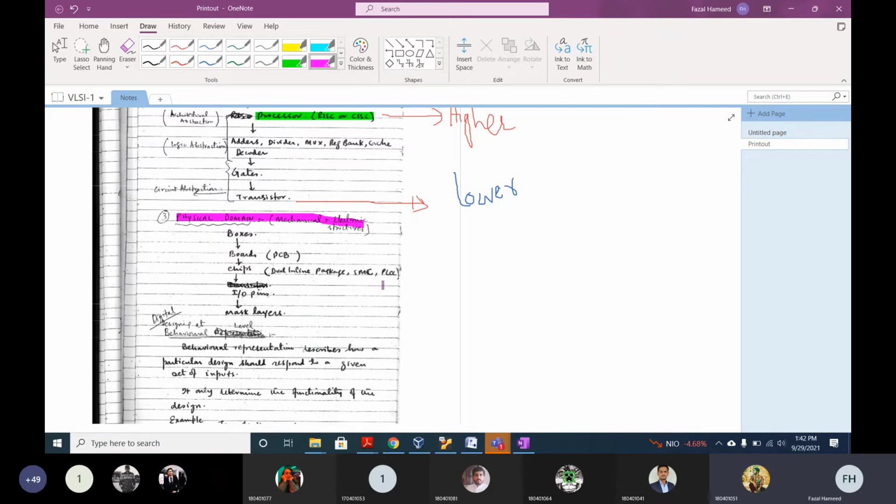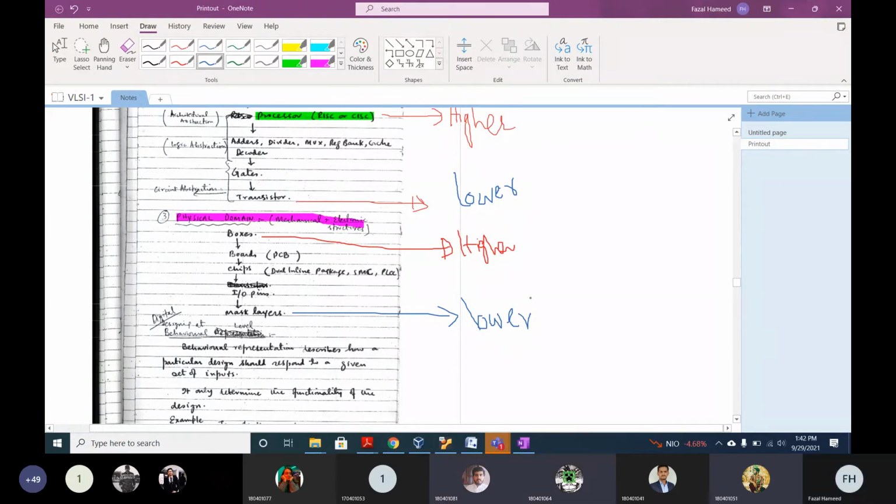So if we think of the system as a box, is it a higher level of abstraction or lower level of abstraction? Higher level. Okay. And if we look at the most lower level, the mask layers, are more details at the lower level or more details at the higher level? Lower level. Okay, so now you got the point.